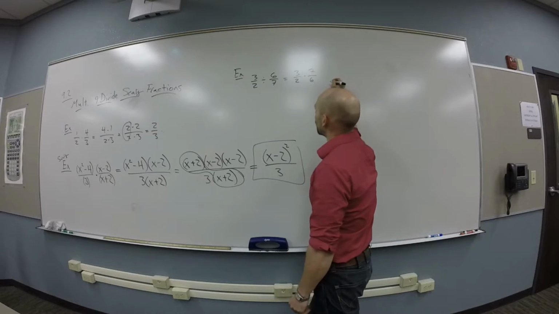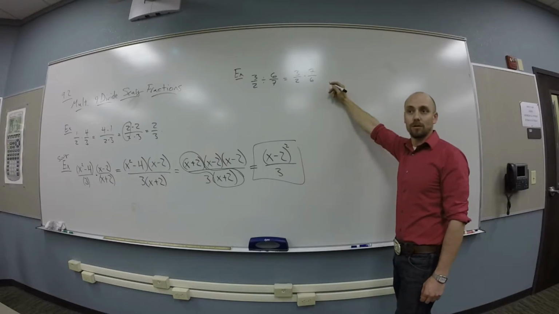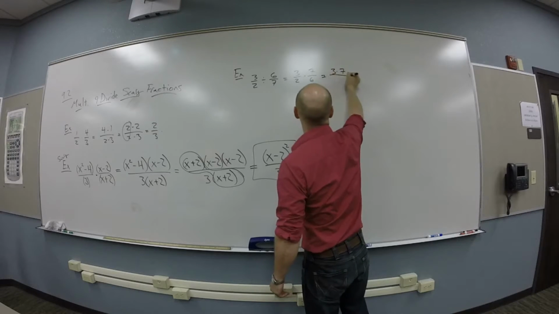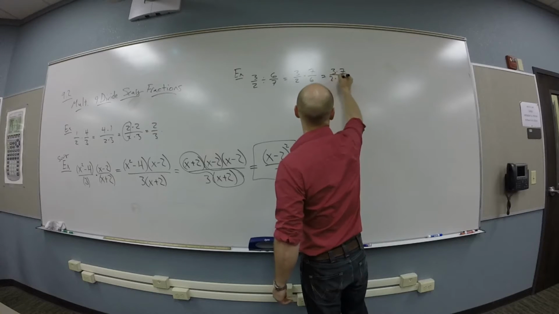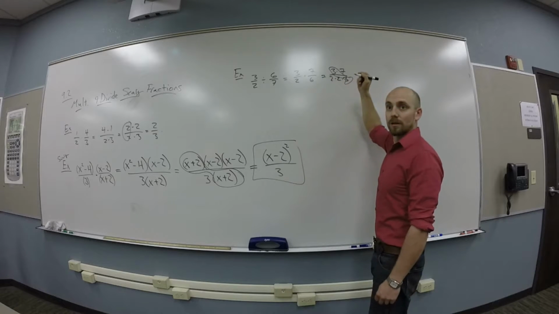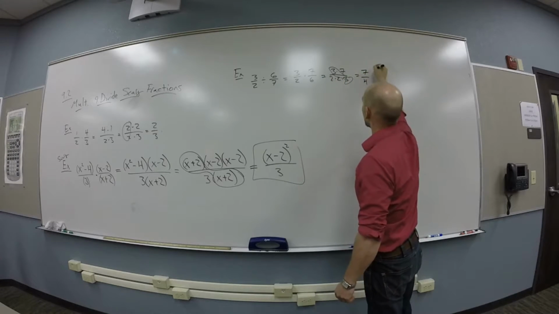So here, what do I do? Multiply 3 times 7. Okay, so I'm just going to write 3 times 7. What have I got on the bottom? 2 times 2 times 3. There's a 1. And so in the end, I'm left with 7/4.